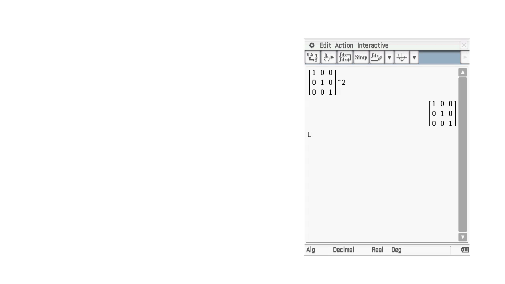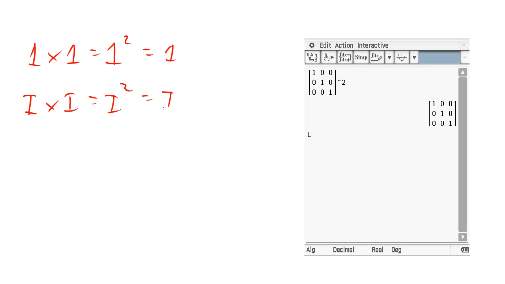Now, some special cases. So you know that 1 times 1 equals 1 squared, which is just the same as 1. So it doesn't matter what power you put 1 to, it equals 1. And the same thing happens with I. So you have I times I, that equals I squared, which means it equals I. And I've just done that on the calculator over here. So I to any power equals I.